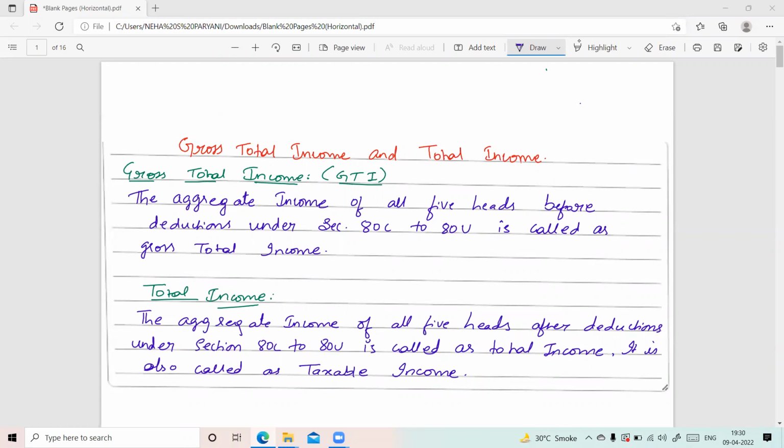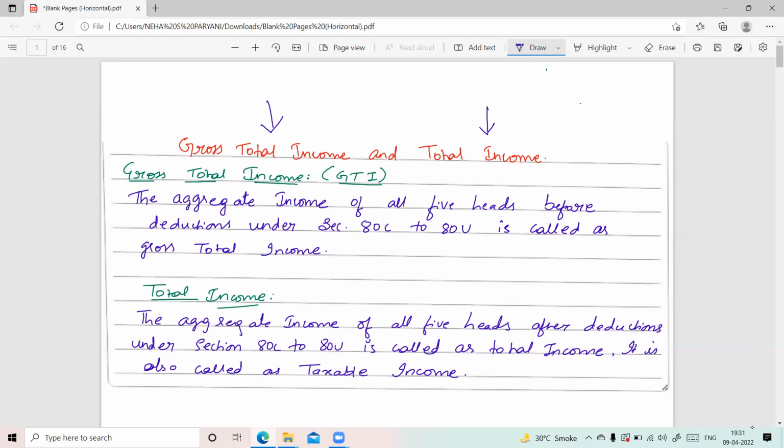So today we are going to discuss two concepts, that is the meaning of gross total income and the meaning of total income. It is very important to understand these terms. First we'll discuss what is meant by gross total income in income tax.